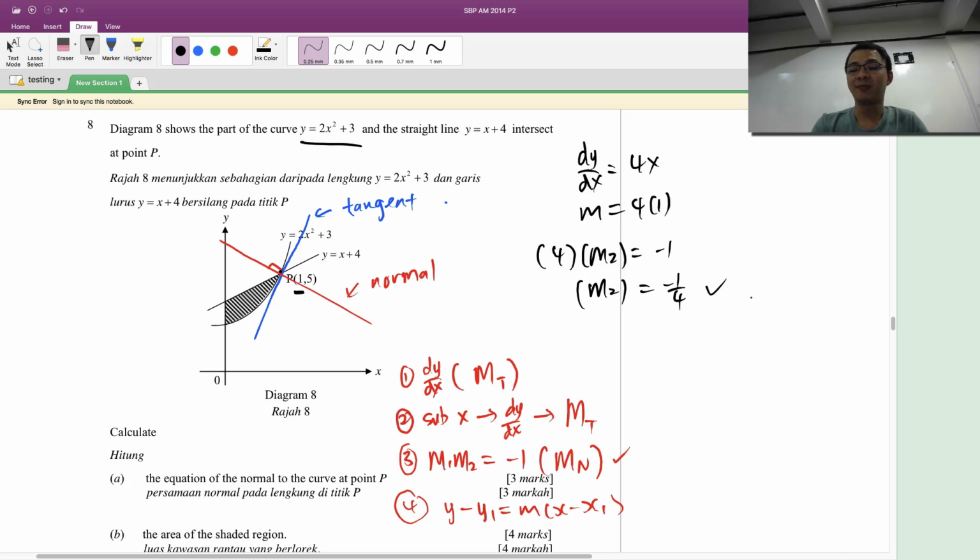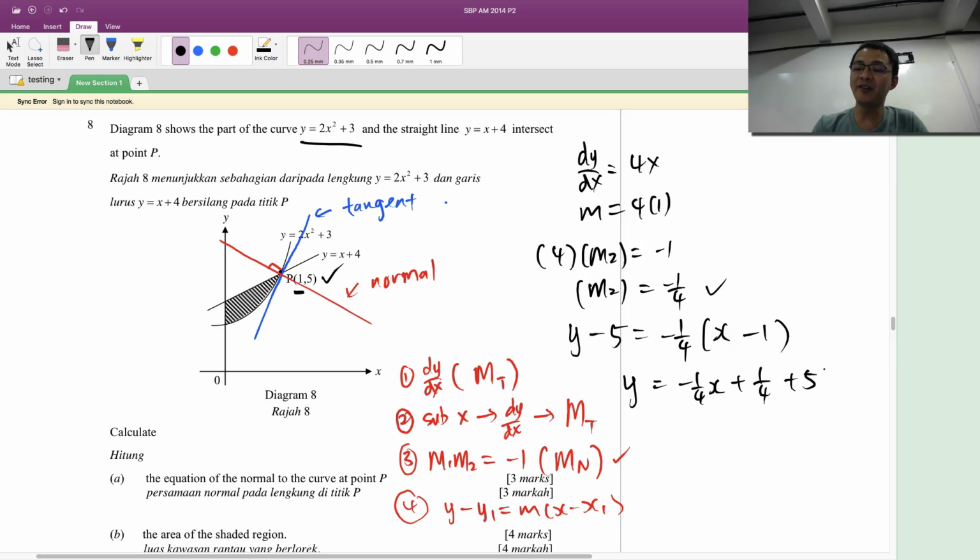Now I have the gradient and the coordinate, so I substitute into y - y1. My y1 will be 5, equals m, which is the normal gradient, times x - x1, where x1 is 1. Then I just solve this. So y = -1/4 x + 1/4 + 5. 5 is over 1, so times 4, this is 20/4. So I plus 20/4, and I get y = -1/4 x + 21/4. This is the equation of the normal.